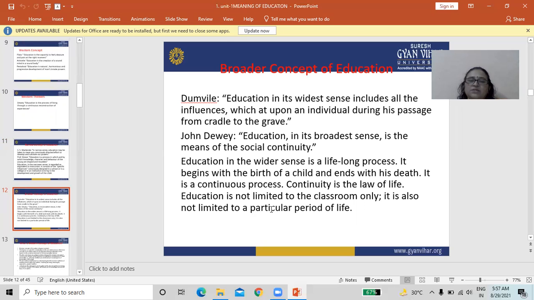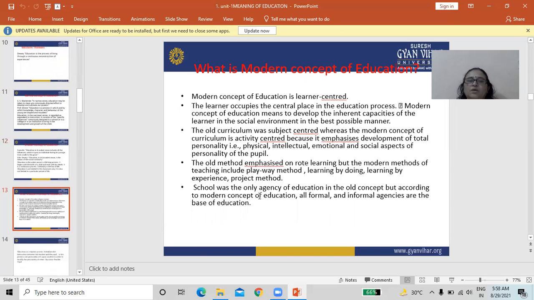Education in the wider sense is a lifelong process. It begins with the birth of the child and ends with his death. It is a continuous process. Continuity is the law of life. Education is not limited to the classroom only. It is also not limited to a particular period of time. What is the modern concept of education? Modern concept of education is learner centered. The learner occupies the central place in the education process.